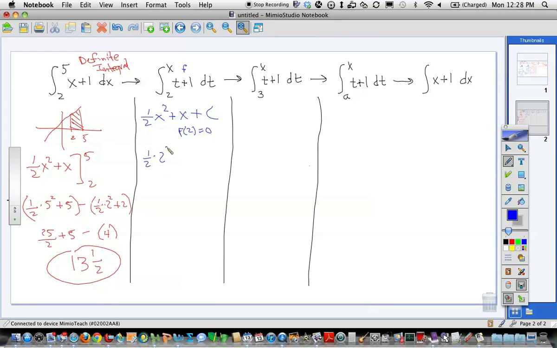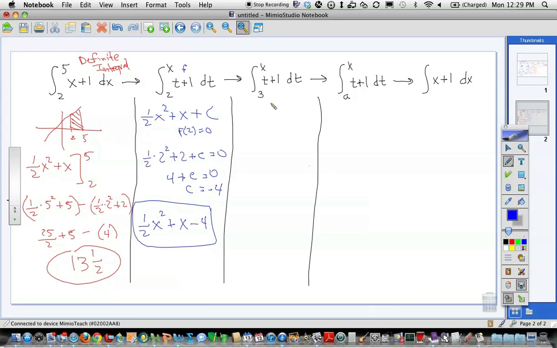1/2 times 2 squared plus 2 plus c equals 0. We get 4 plus c equals 0. We subtract 4. We get c equals -4. So we get 1/2 x squared plus x minus 4. Whole different animal. Here it was a definite piece of area, a number solution. Here it's an actual function, a specific function, because we can find the c because of that right there.